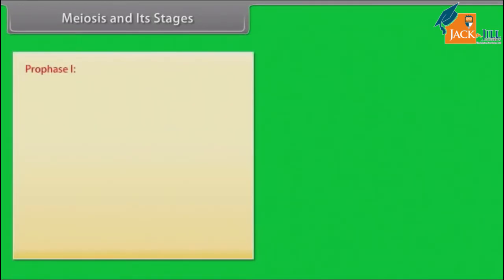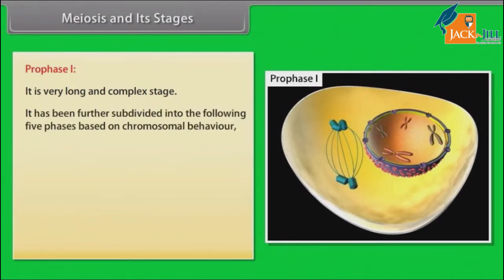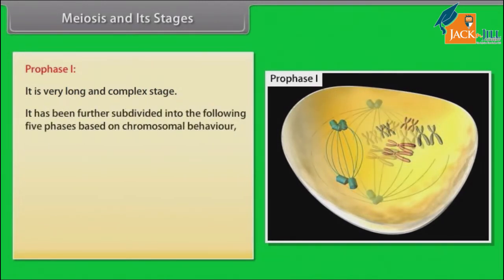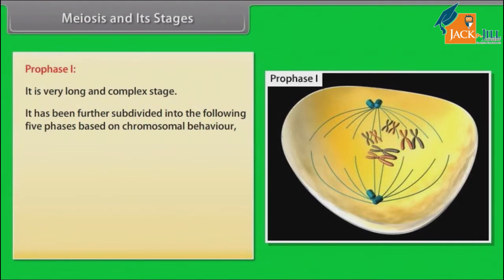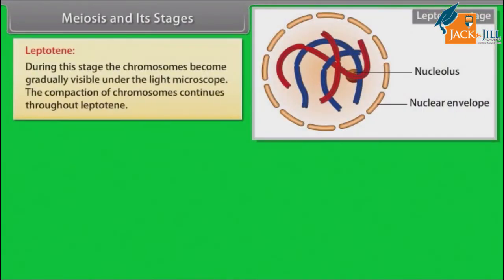The first stage of meiosis I is prophase I. It is very long and more complex in comparison to the prophase stage of mitosis. It has been further subdivided into the following 5 phases based on chromosomal behavior, that is, leptotene, zygotene, pachytene, diplotene, and diakinesis. During leptotene stage, the chromosomes become gradually visible under the light microscope. The compaction of chromosomes continues throughout leptotene.